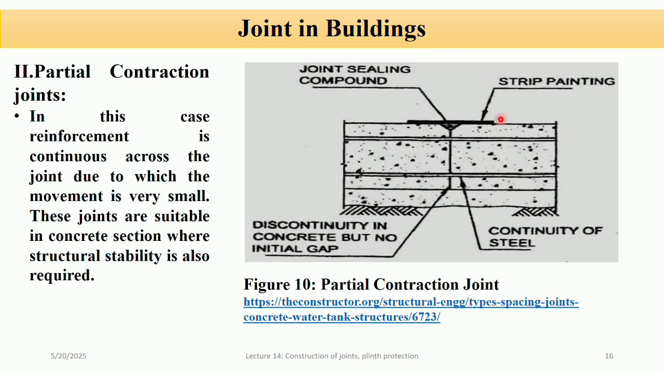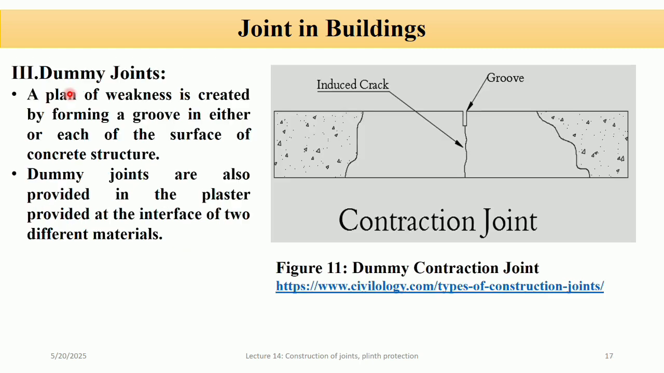Partial contraction joint. A partial contraction joint is a type of joint in which reinforcement, you can see in the figure, or steel bars continue across the joint. Because of this continuous reinforcement, the joint does not fully separate the two concrete sections, and only a small amount of movement is allowed. These joints are designed to control shrinkage cracks while still maintaining structural stability, meaning the sections remain connected and can resist load together.